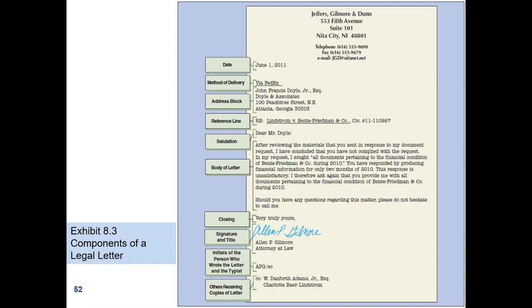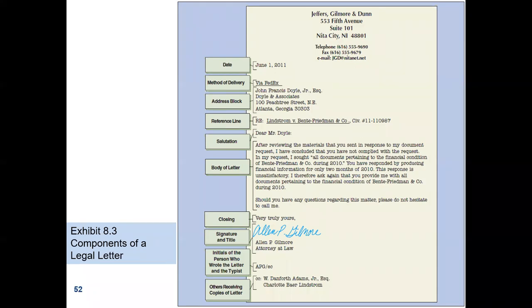If Alan P. Gilmore was a paralegal, though, it would be necessary that we have paralegal or legal assistant or something underneath the name. You'll see that because the title goes below his name, there is no comma after Gilmore. If for some reason we decided to put attorney at law on the same line as Alan P. Gilmore, we'd put a comma and then put this information. But that's not as attractive, and so I don't recommend that you do that.